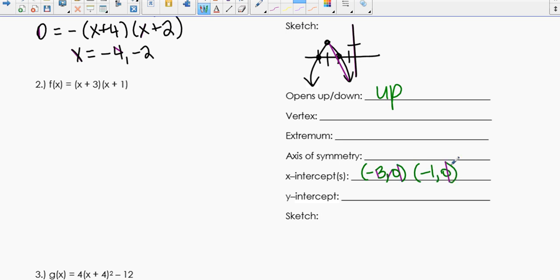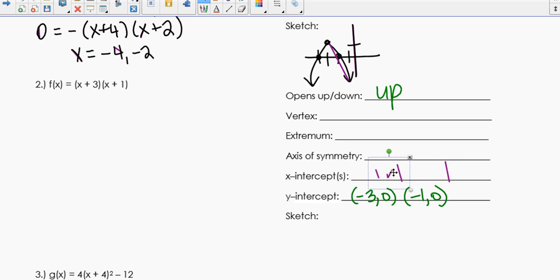Sorry, I don't know where all this purple is coming from. Here we go again. Let's just get rid of that and rid of that. There we go. Sorry, guys.